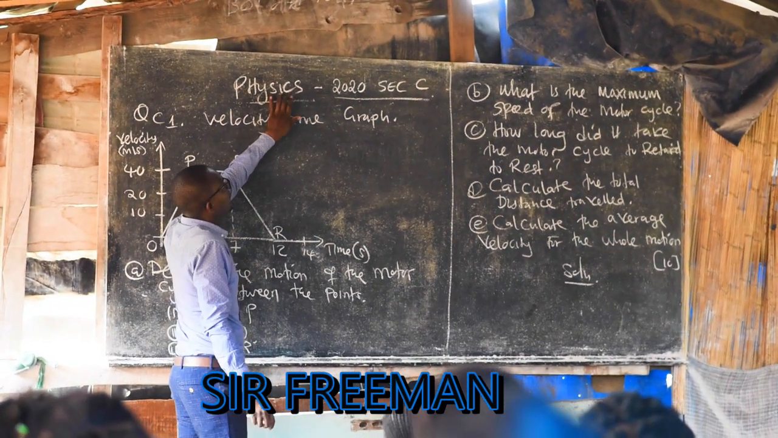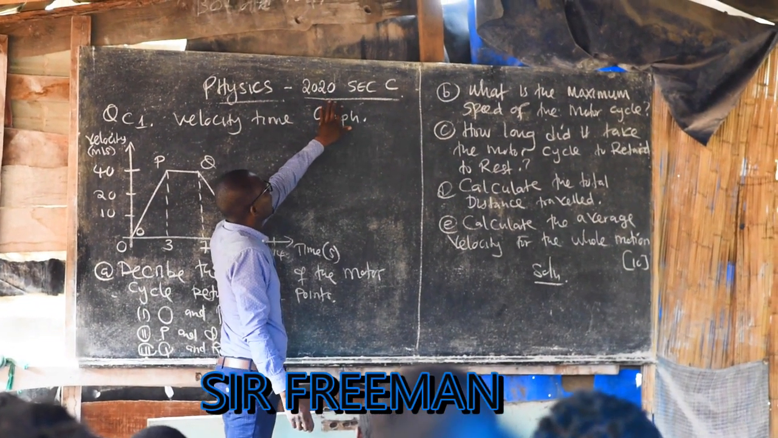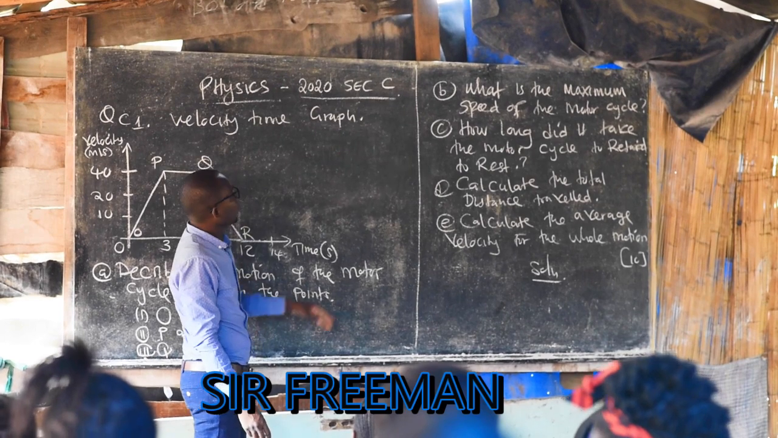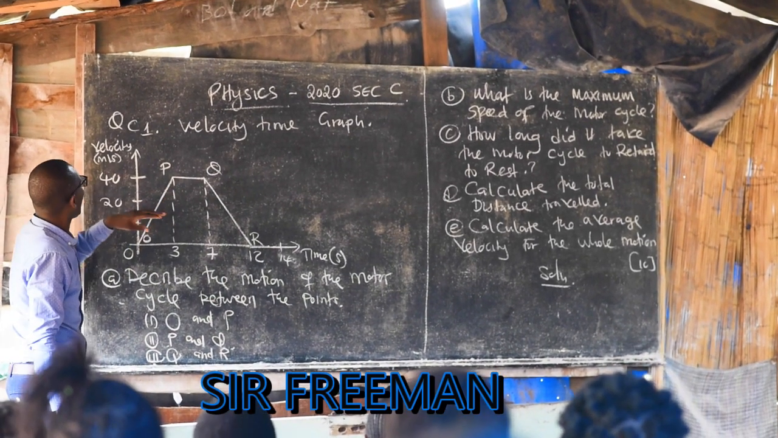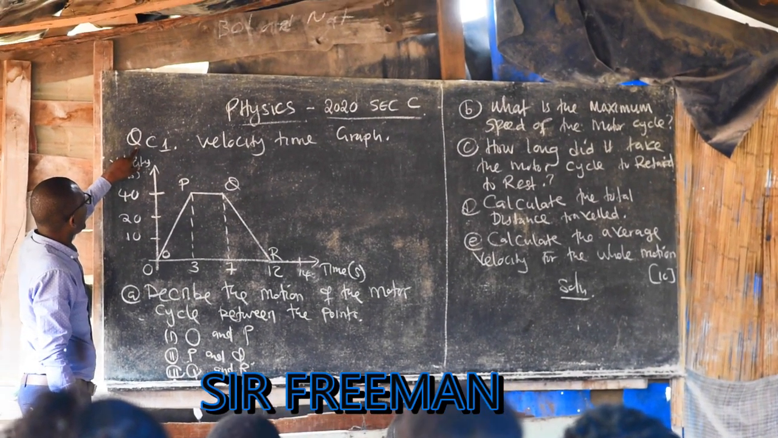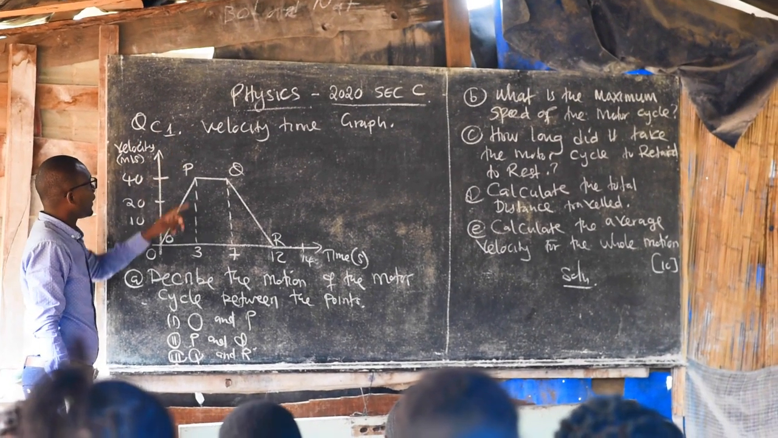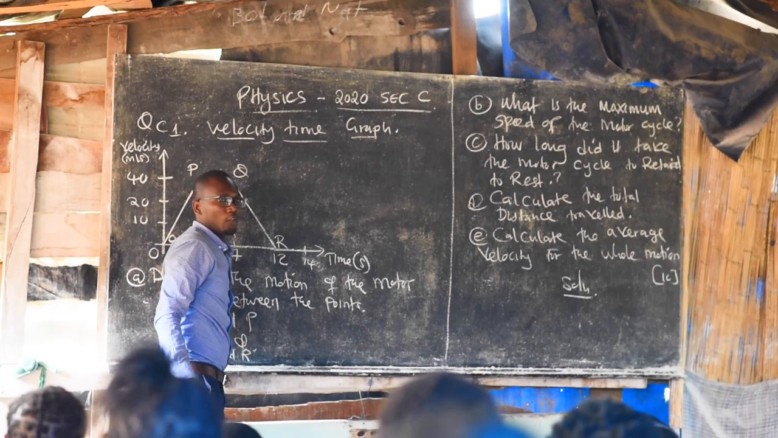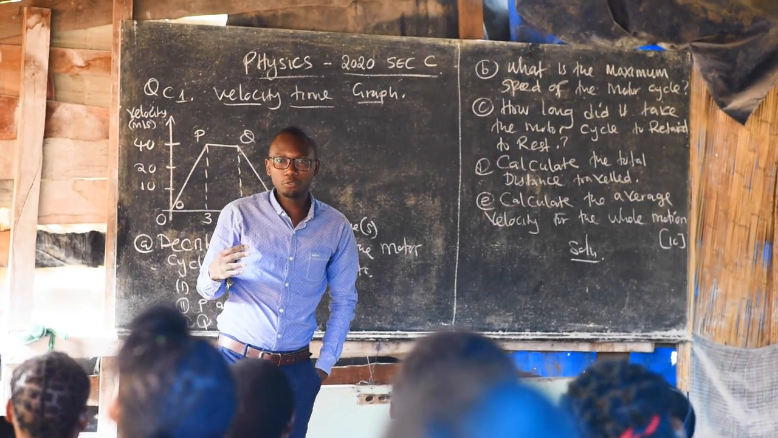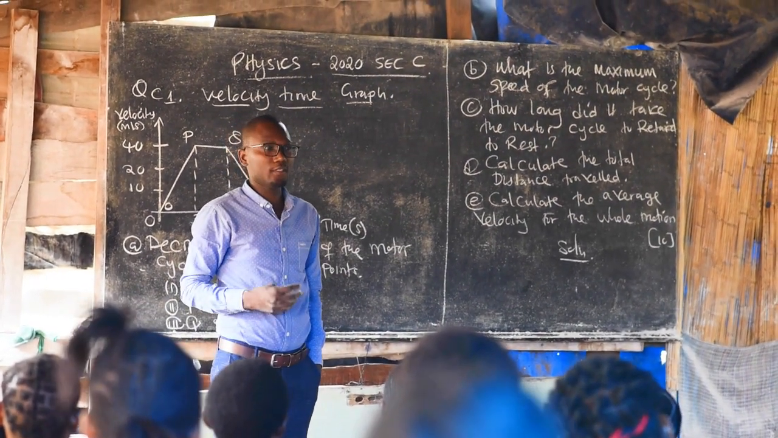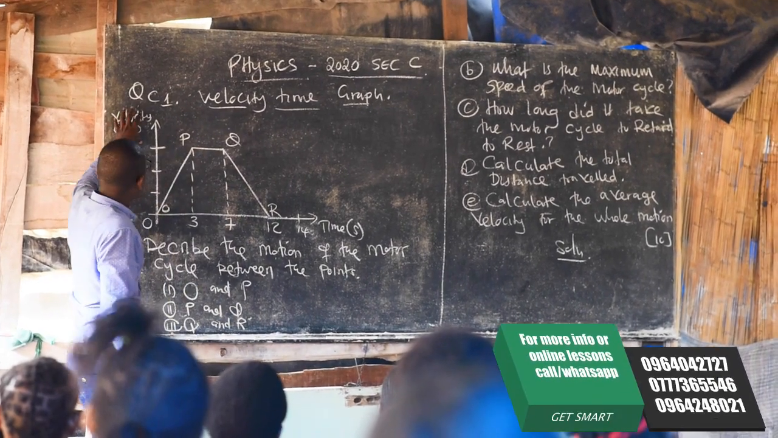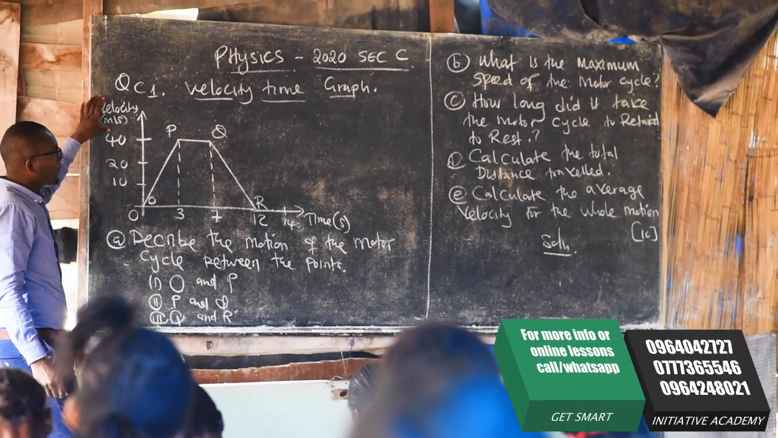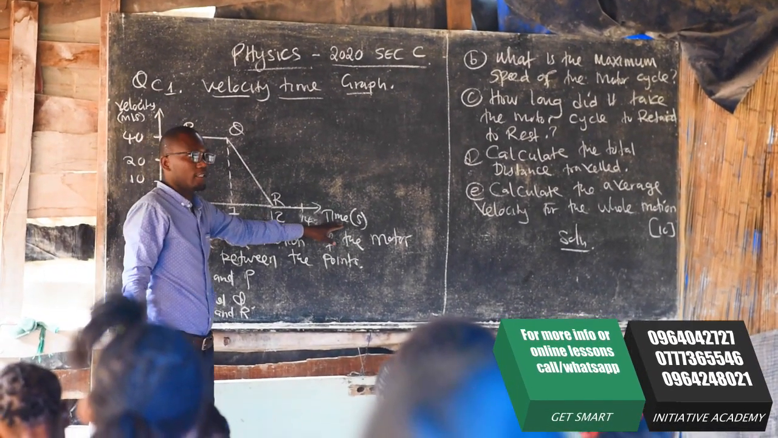Discussing the Physics 2020 Section C paper. This is Section C, and we are talking about question C1. This question was under velocity time graph. What we should understand about a velocity time graph is that we're talking about the changes that are occurring in the velocity and the changes that are occurring in time.